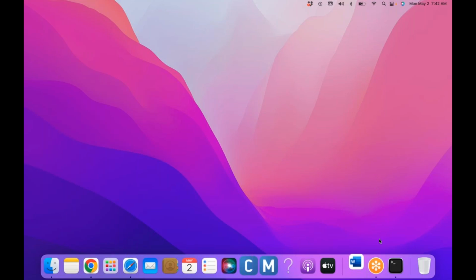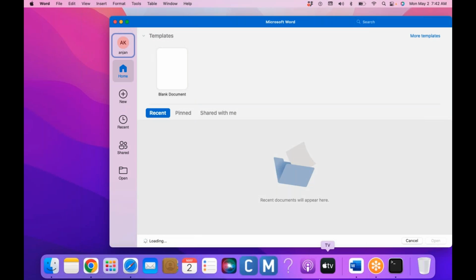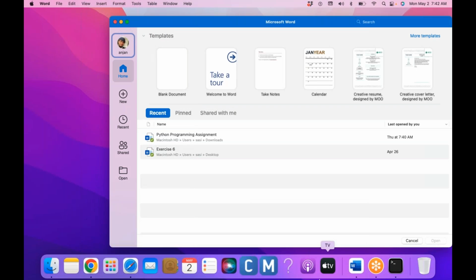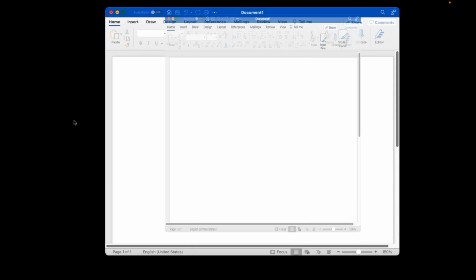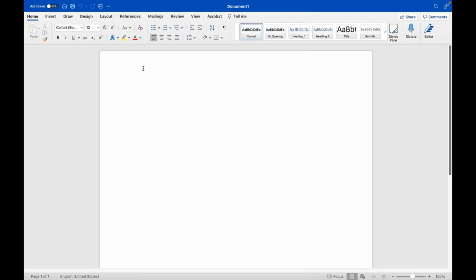I'm just opening my document. Guys, can you see my screen or not?